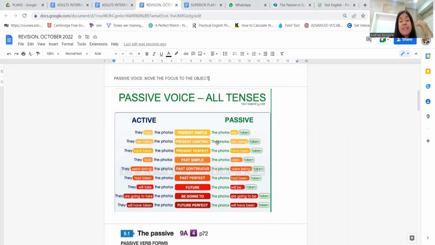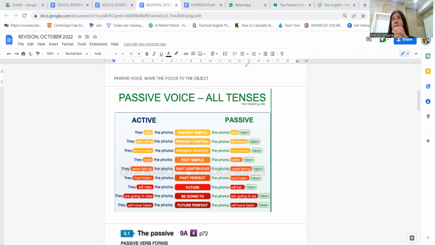In the passive, the subject is not the most important thing anymore, right? For various reasons, por muchas razones, puede ser que ese sujeto ya no me interese. It can be because I don't know it. It can be because it's not important, because I don't want to talk about it, right? I just want to emphasize the object, right?